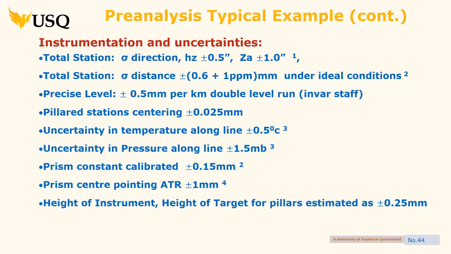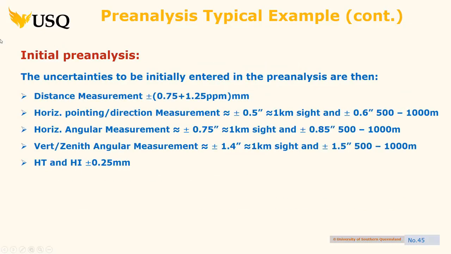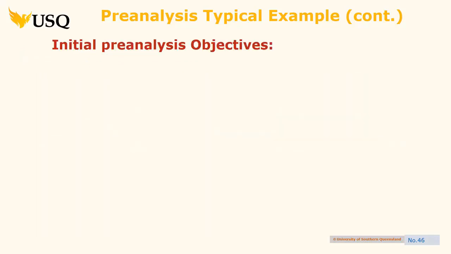And of course, with the newer equipment you have to bring in, which doesn't happen very often, is the prism centering, the ATR, the automatic target recognition. Most students haven't been made properly aware of this. There is a reasonably large level of random error in that. Plus your height of instruments, height of targets, all those other things. So there's a lot of things that you have to consider if you're really going to do it properly. Okay. In the text, I give you an example of a fairly precise EDM, 0.75 plus 1.25 parts per million. That's pretty good, right? And other things, and we go through an example there.